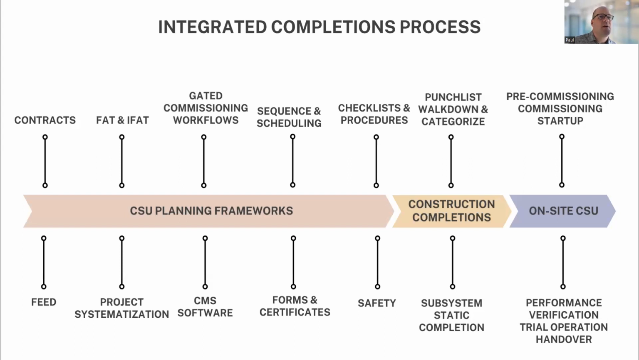So let's go through each framework of the commissioning process here. The first portion here is our planning frameworks, and there's 10 portions involved here. So the first one is contracts.